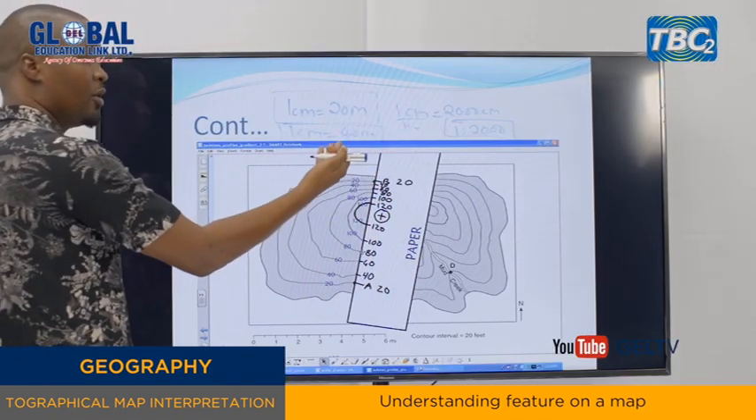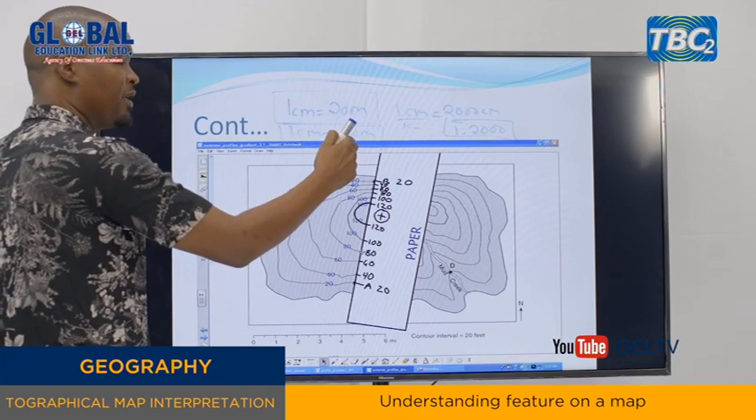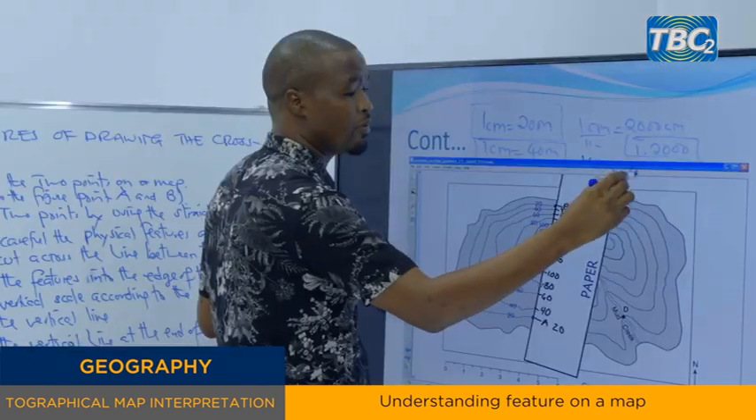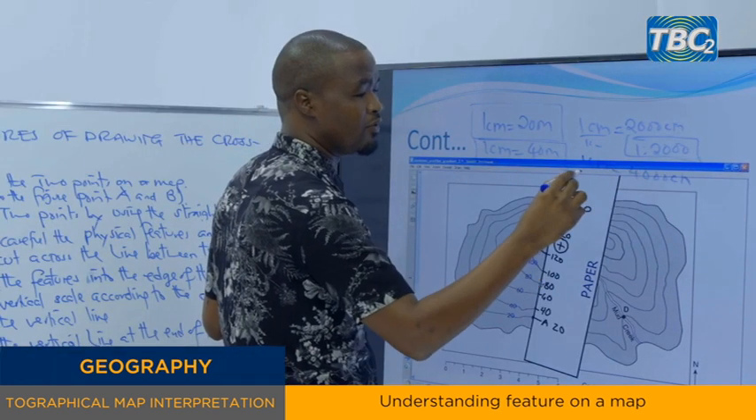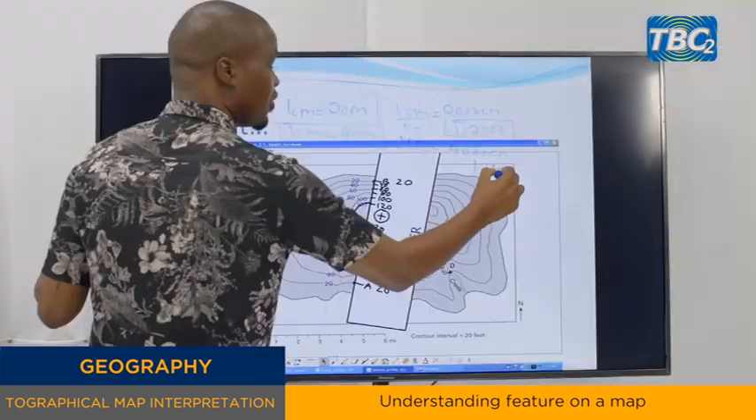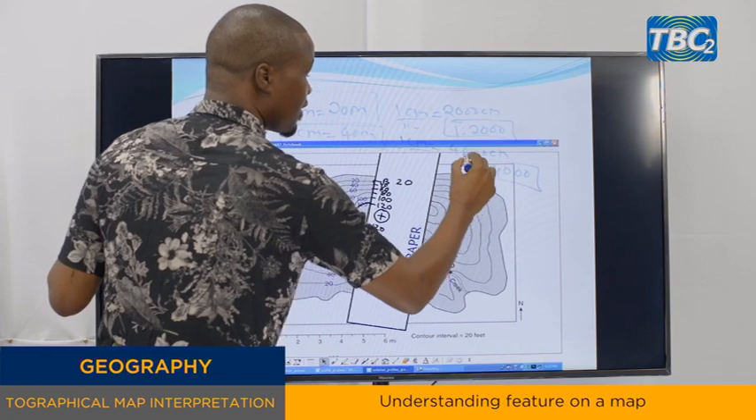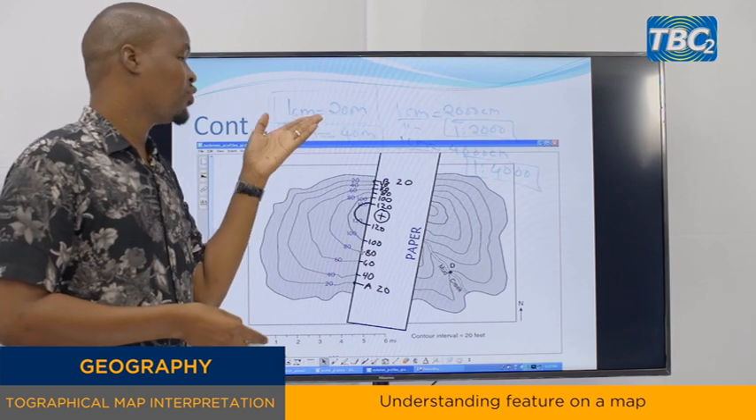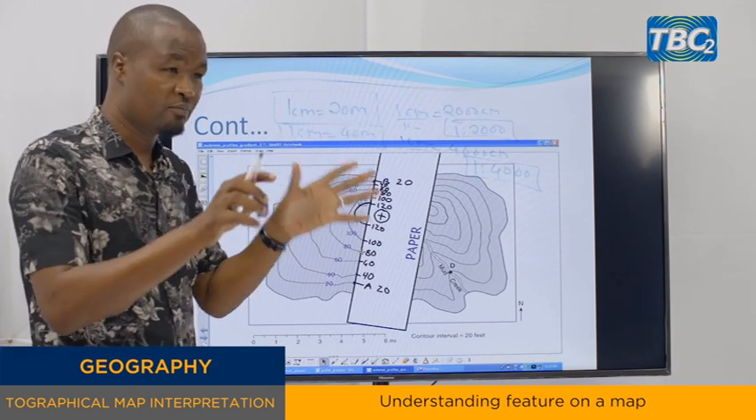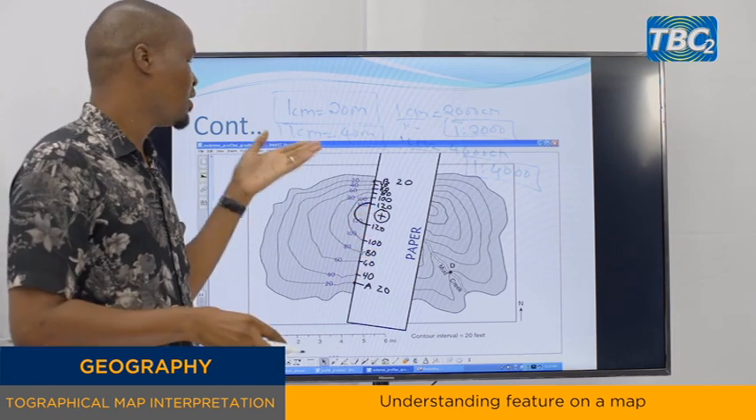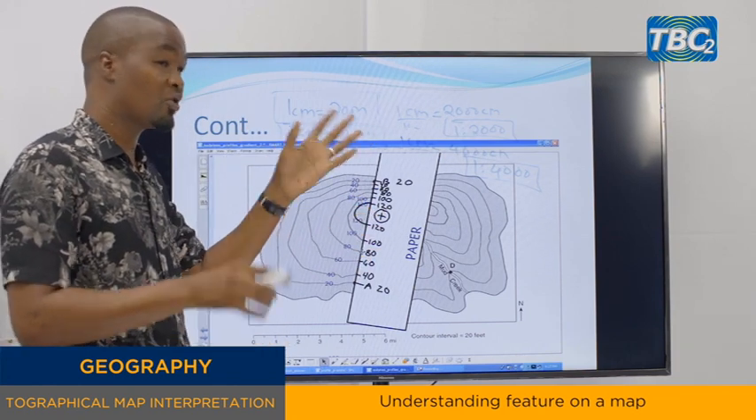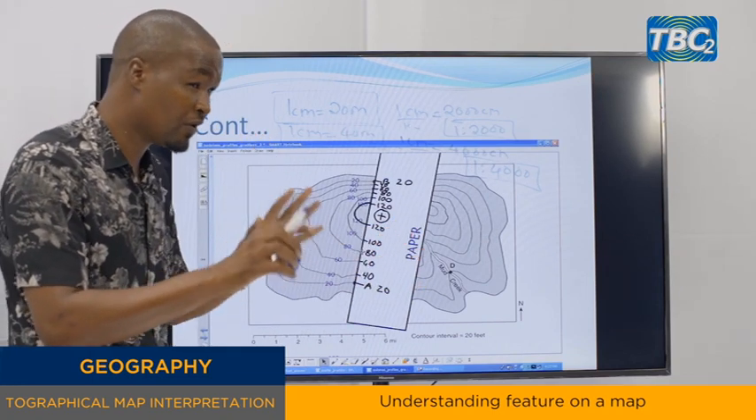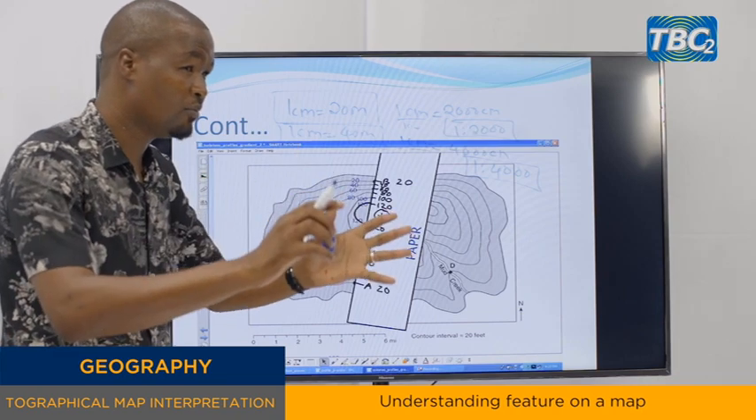Or if you use 1 centimeter is equal to 40 meters, you may change it into centimeters: 1 centimeter is equal to 4,000 centimeters. Divide 1 centimeter by 1 centimeter, and you get the ratio 1 to 4,000. This will be my vertical scale. So it depends. Someone may choose 1 centimeter to represent 20 meters, another may choose 1 centimeter equal to 40 meters, according to him or her. Different people may use different vertical scales on the same question.